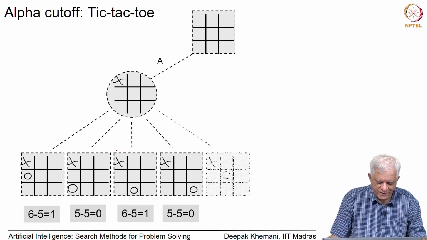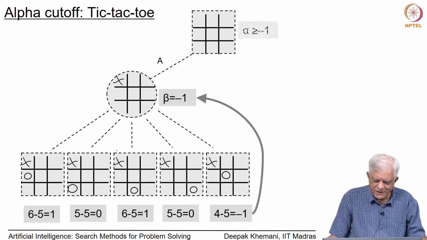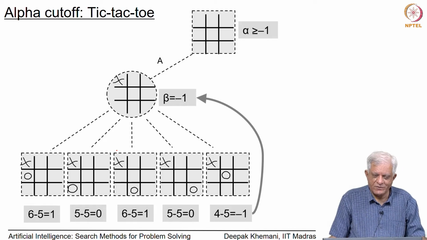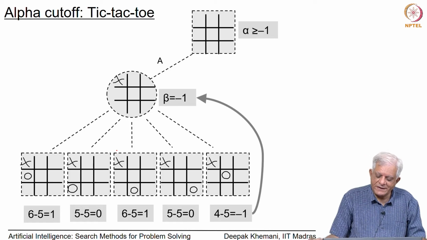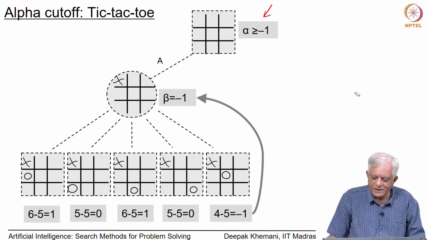The third node has a value 1, the fourth node has a value 0 and the fifth node, as we have seen earlier, was the value -1, and by the time all the children of this beta node are visited, the value of beta has become -1. What does this mean? That this is a value that beta will send to its parent alpha node, and as you can see here, it means that alpha is going to be greater than or equal to -1.